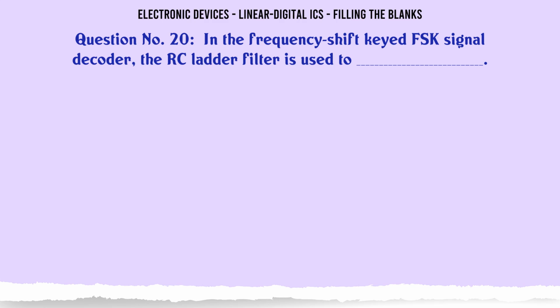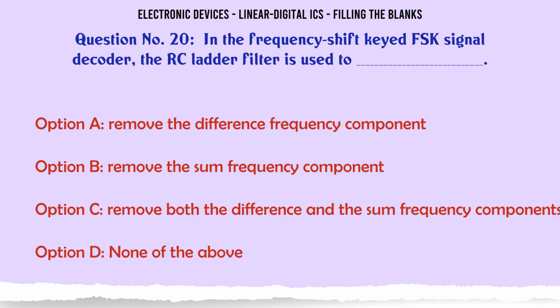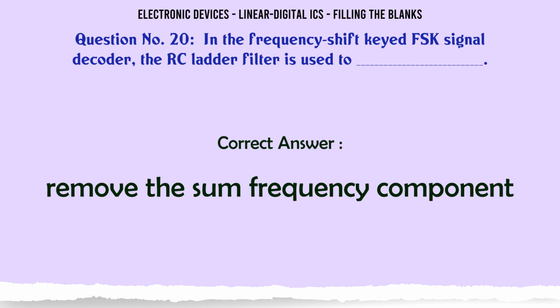In the frequency shift keyed (FSK) signal decoder, the RC ladder filter is used to: A, remove the difference frequency component; B, remove the sum frequency component; C, remove both the difference and the sum frequency components; D, none of the above. The correct answer is remove the sum frequency component.